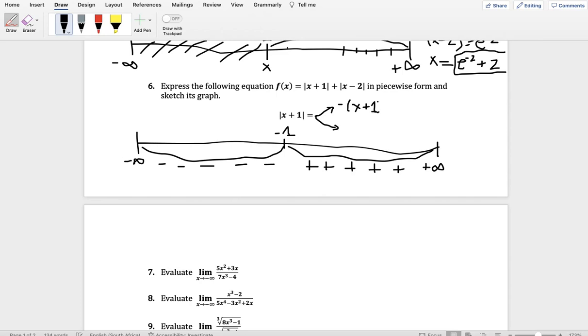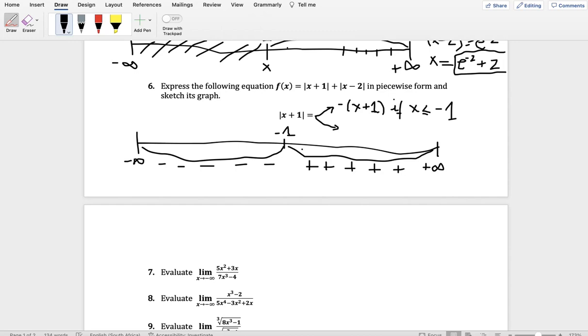Right? So I'm sure you have seen piecewise functions before. Do you understand that? So that is, if x is less than or equal, let's say, to -1. Do you understand that? Yes. Okay.